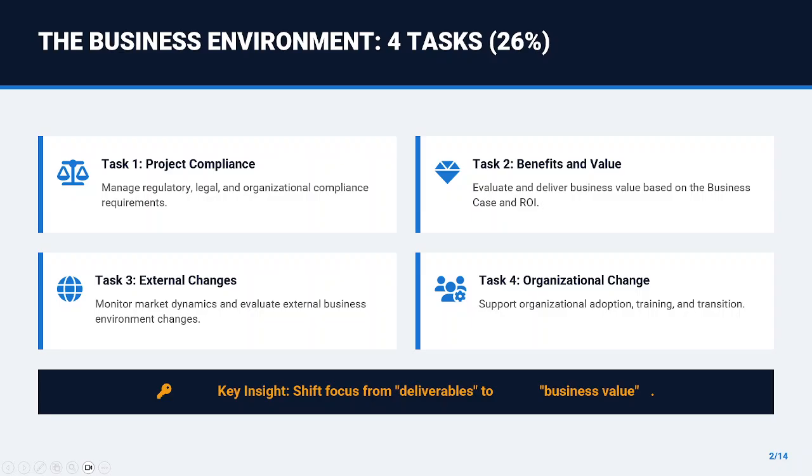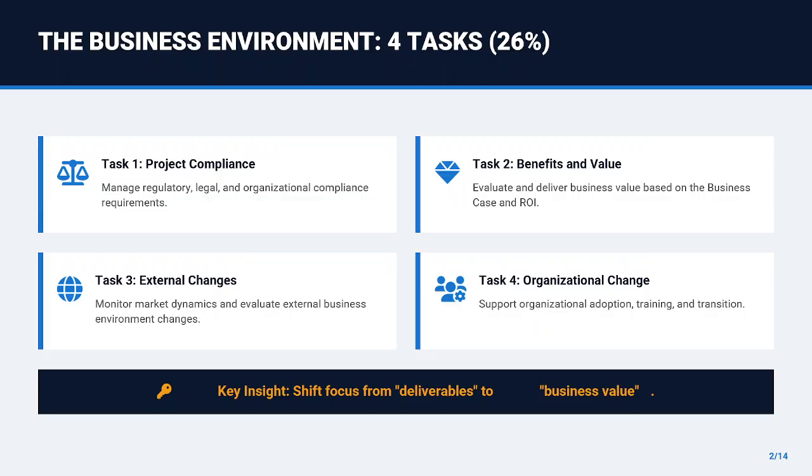Look at the breakdown on your screen. The business environment domain is small, only 4 tasks, but it carries a massive 26% weight. That means every single one of these tasks is heavily tested.